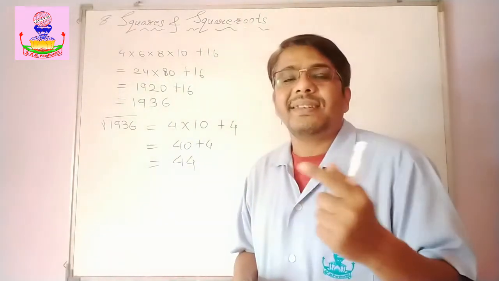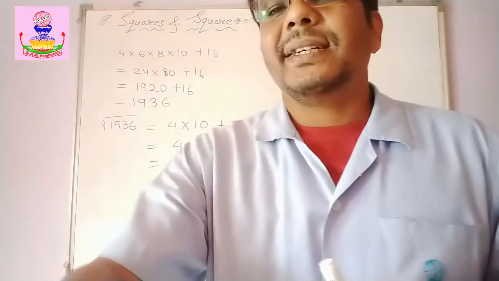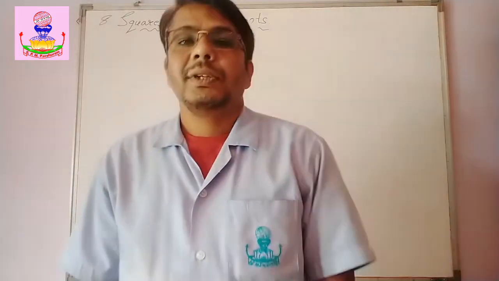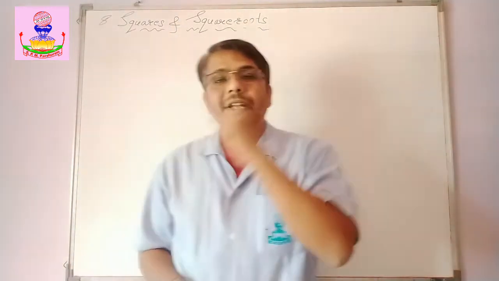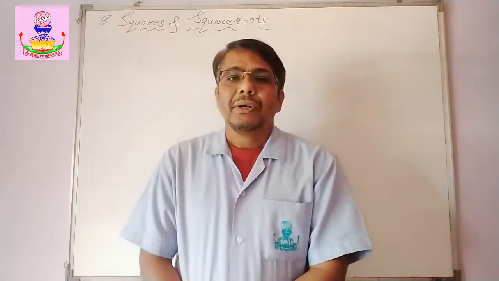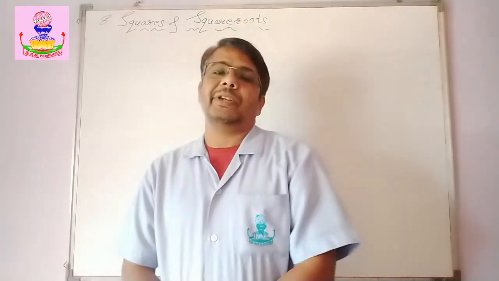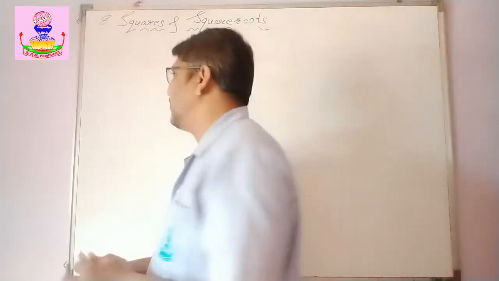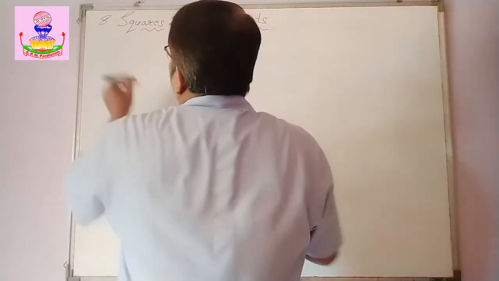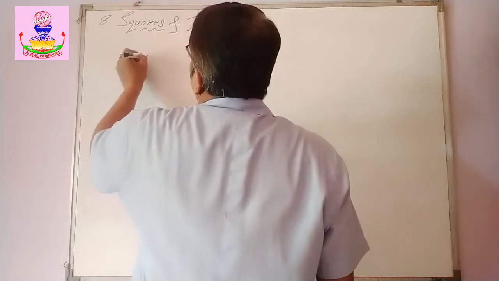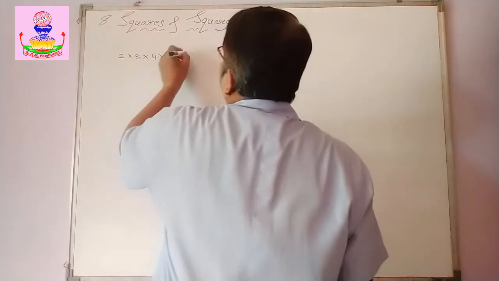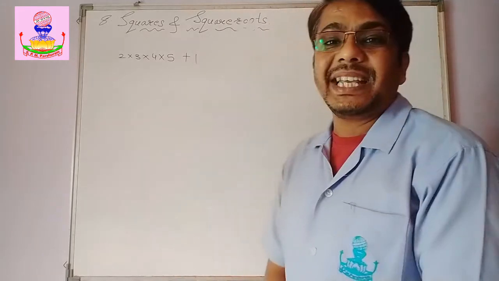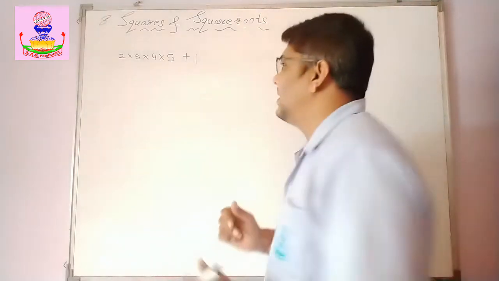Now, let's move to the next trick. If I add 1 to the product of 4 consecutive natural numbers, then I get a perfect square number. For example, 2 into 3 into 4 into 5 and add 1 to it. You will get an exact square number.